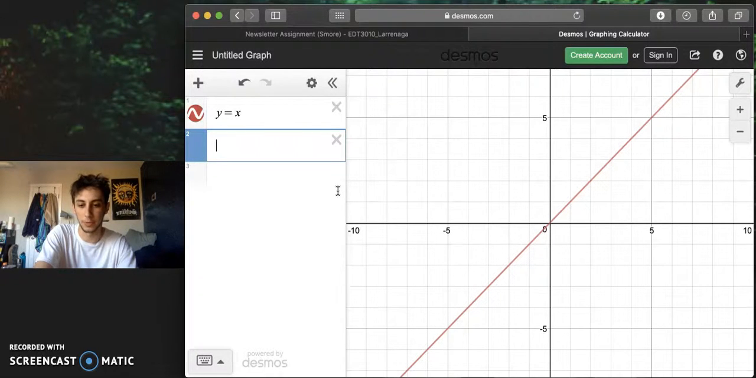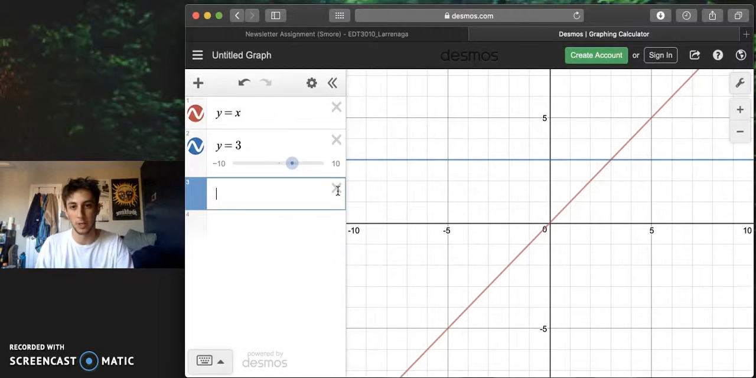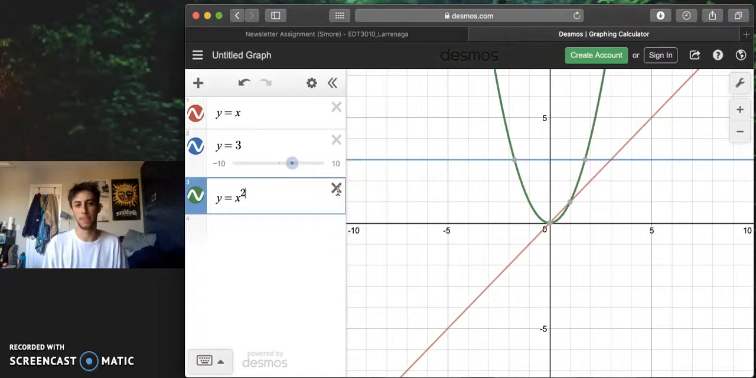What happens if we do y equals 3? A second blue line appeared, and it's on the line y equals 3. There's a lot of cool things we can do with graphs. Now let's go back to our y equals x, and we're going to press shift 6 to put the caret, and put 2 up there.